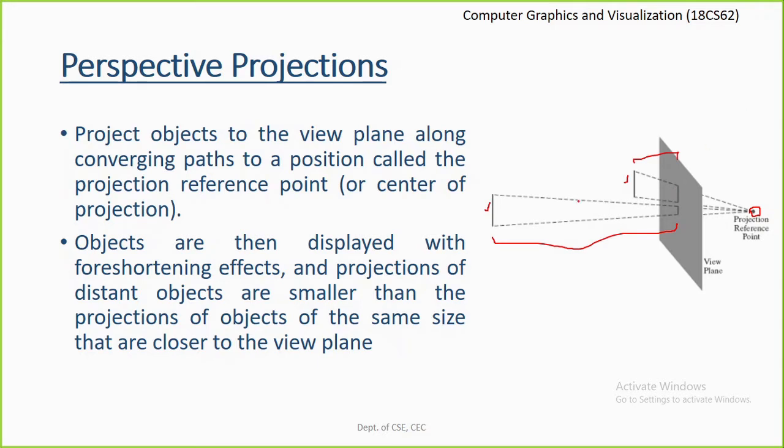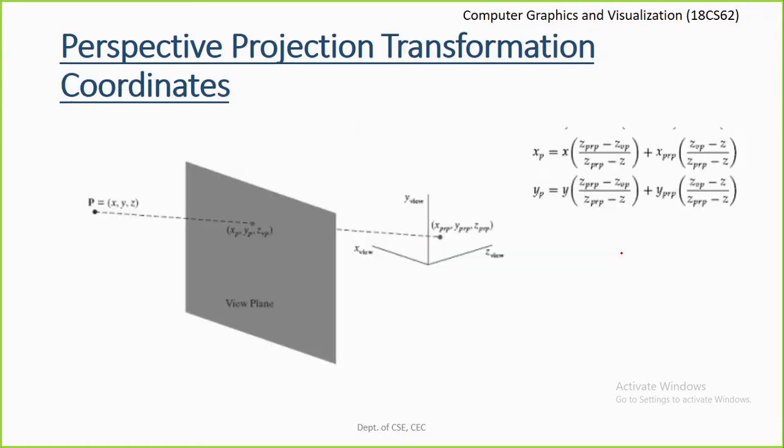Because the projection paths are converging, as you can see here, they are meeting at this projection reference point. The size of the object varies based upon where you place the object with respect to the view plane. The distance of the object from the view plane matters to determine the size of the object, or the size of the projection on the view plane. So that is about perspective projections.